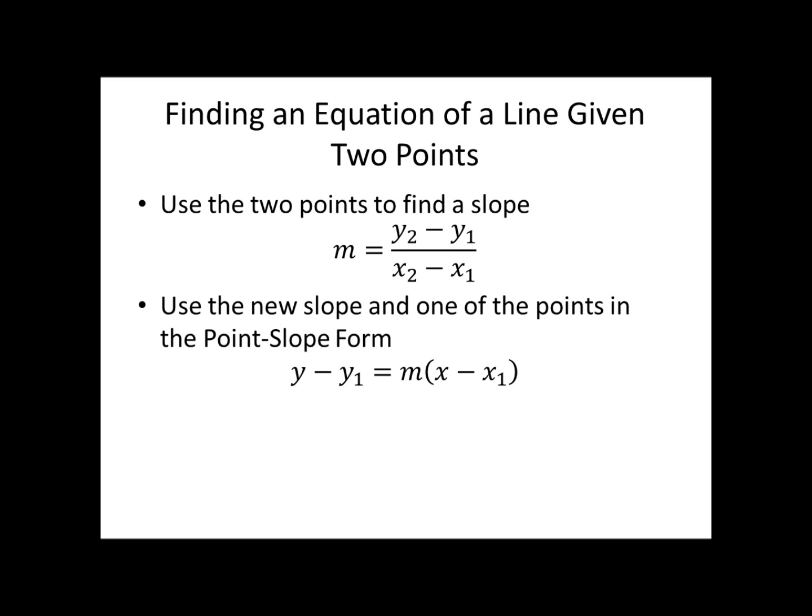When we want to find the equation of a line given 2 points, we actually start by using those 2 points to find the slope. We just apply our slope formula with the 2 points. Once we have that slope, we use the new slope and one of the 2 given points in the point-slope form. Now we quite often start in the point-slope form, but we rarely ever stop with the equation in the point-slope form.